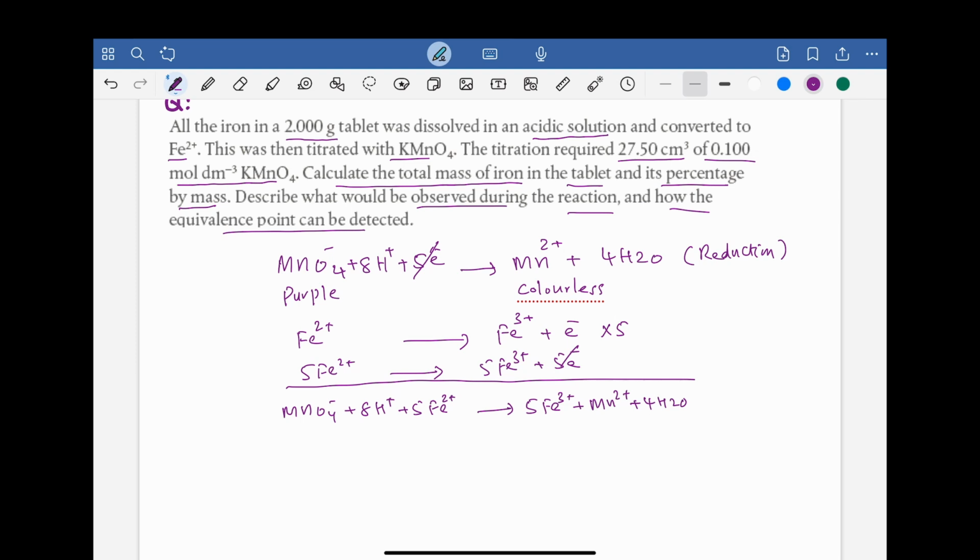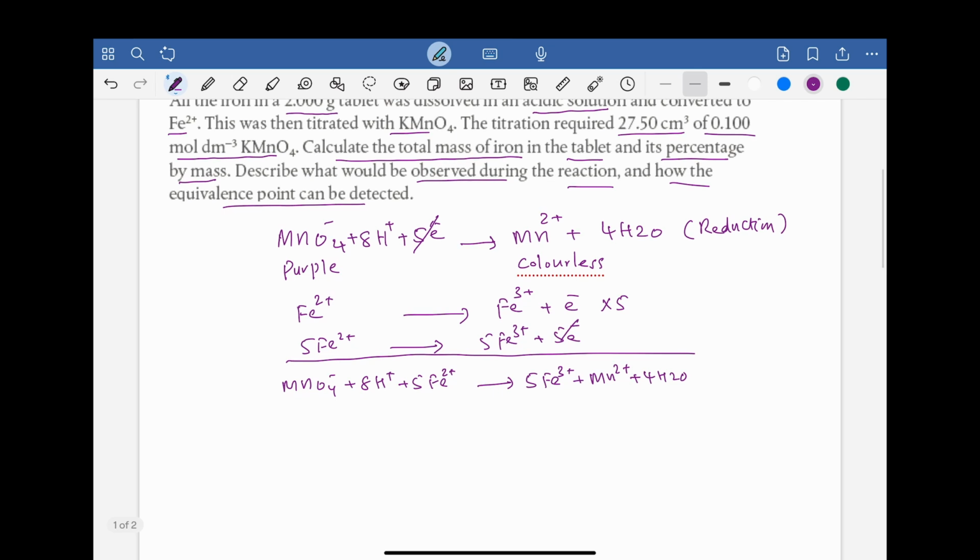So the first thing we need to do is find out the moles of KMnO₄. As we can see, we have been given the volume and the concentration. So moles of MnO₄⁻ will be equal to concentration times volume. Concentration is 0.100, volume is 27.50 divided by 1000, because volume has to be in dm³. If I solve this, that will give me 0.00275 moles of MnO₄⁻.